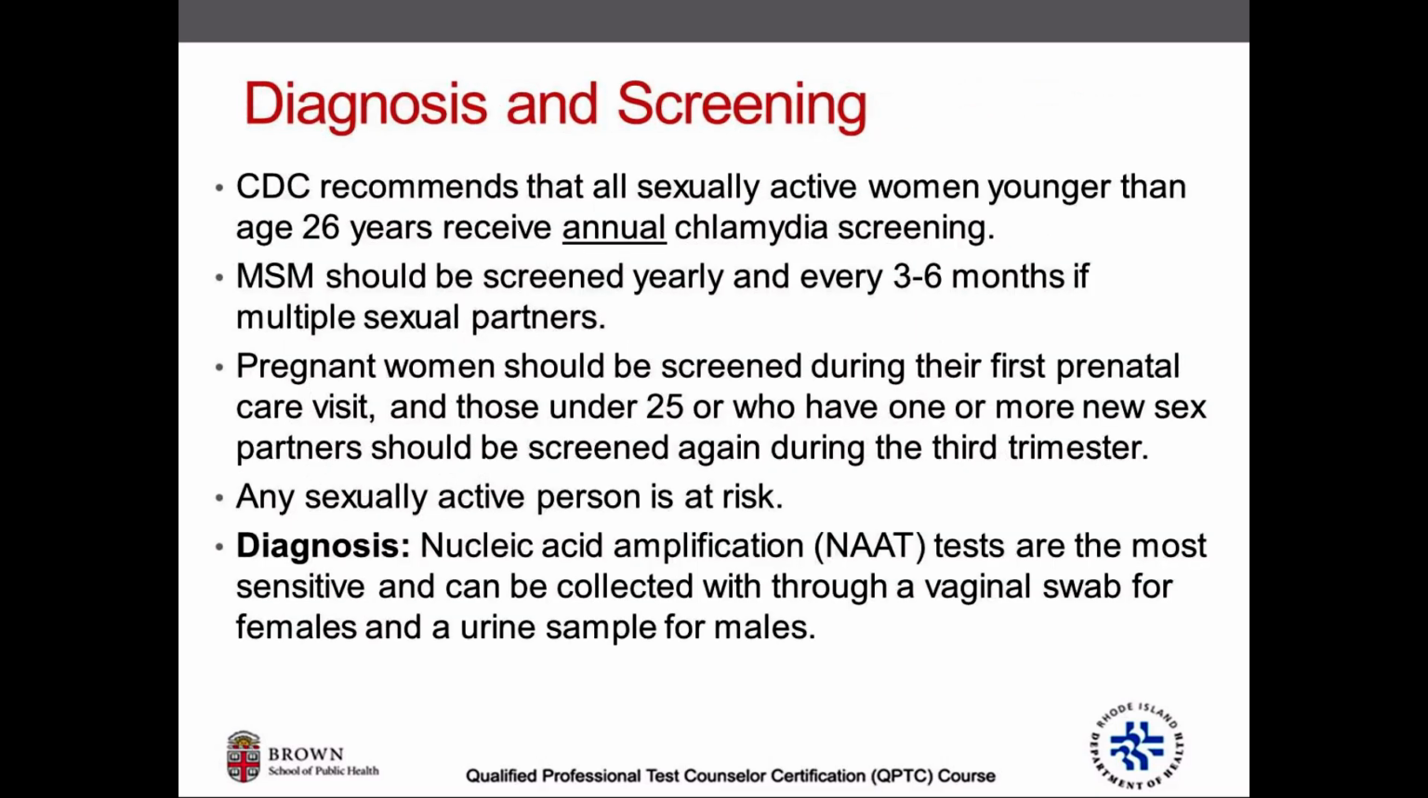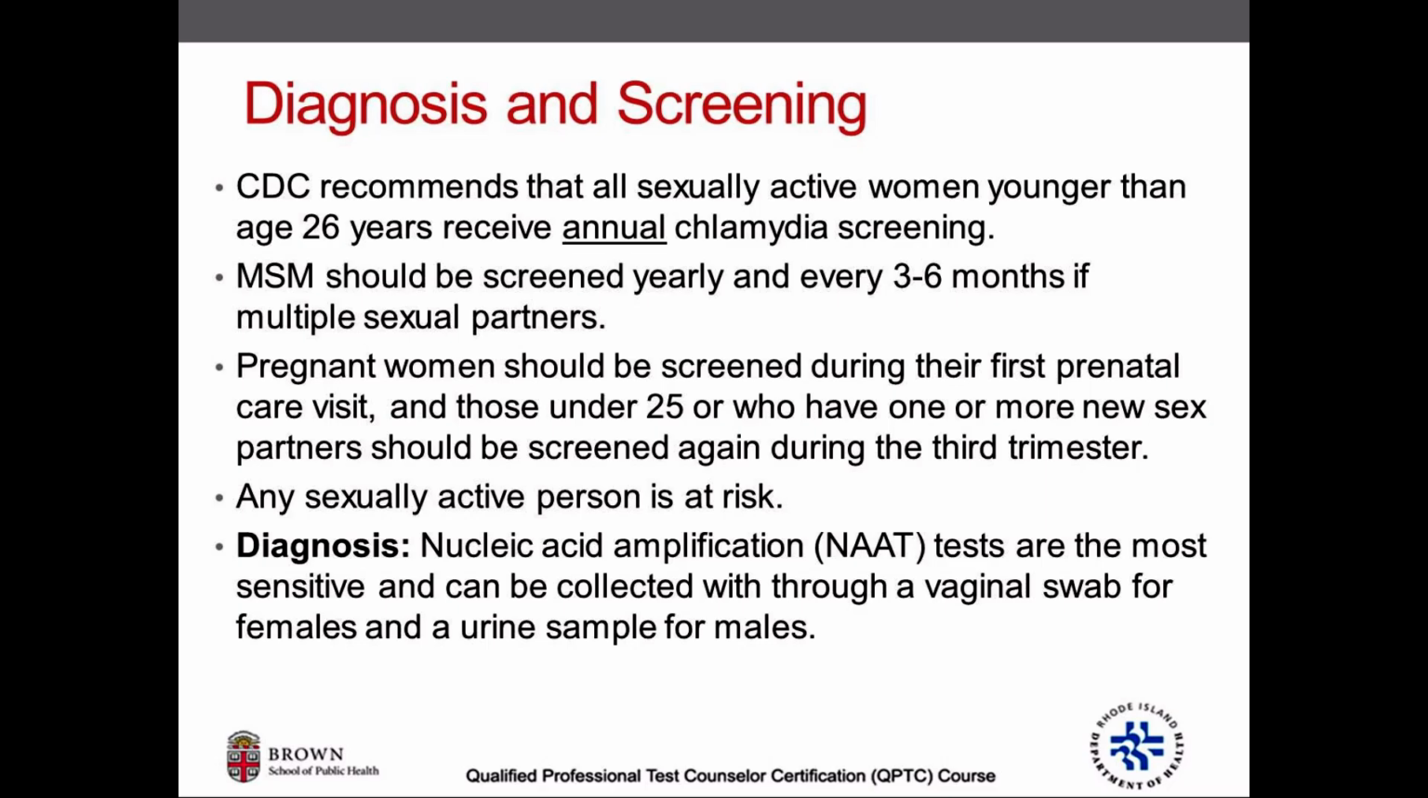In terms of diagnosing chlamydia as well as other STDs, the CDC does recommend that all sexually active women younger than 26 years of age are screened annually for chlamydia. For men who have sex with men, they should be screened yearly or every 3 to 6 months, especially with multiple sexual partners. In men, probably the biggest concern for chlamydia infection, given that 90% don't have symptoms, is that it actually increases your risk of HIV infection.